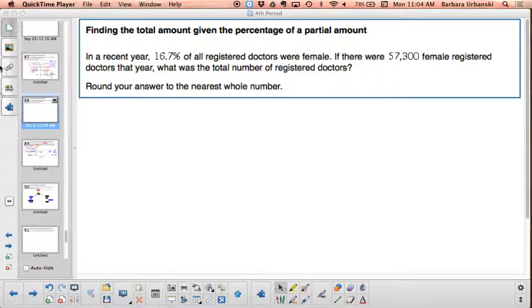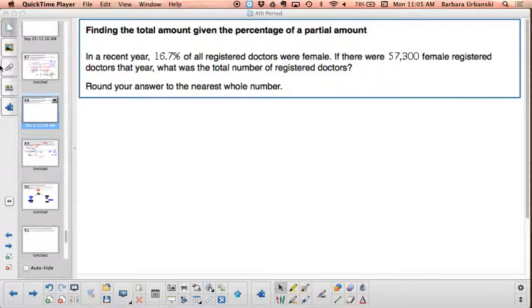Okay, today we're going to look at finding the total amount given the percentage of a partial amount. This can get a little confusing, and instead of just clicking your calculator, deciding whether or not you want to multiply or divide, and not knowing what numbers to do so with, it's a good idea for you to at least read the problem and understand what you actually know and what you need to find out.